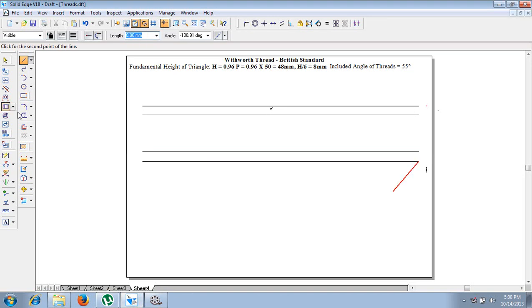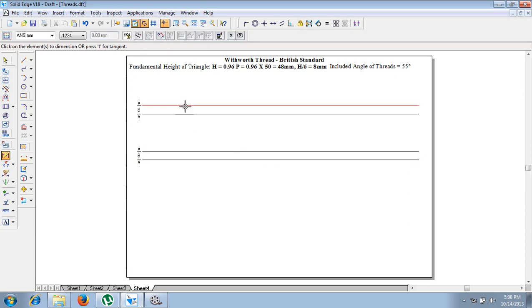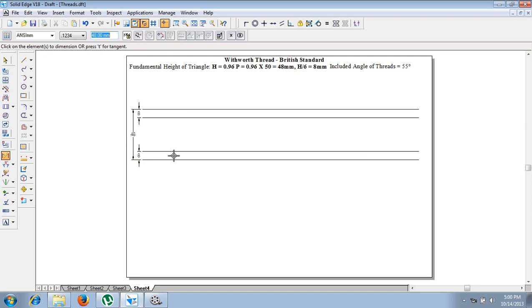After drawing these 4 lines, using the distance between or smart dimension command, measure the distance between these 2 lines, and it is supposed to be 8 mm. In the same fashion, the distance between these 2 lines is supposed to be 8 mm. And the distance between the outermost edges is 48 mm.